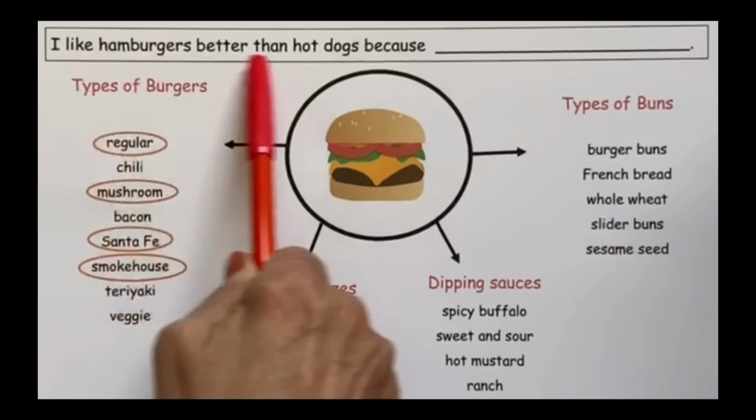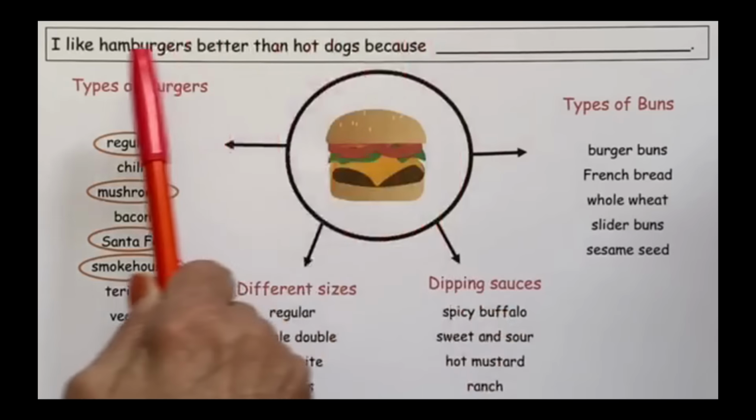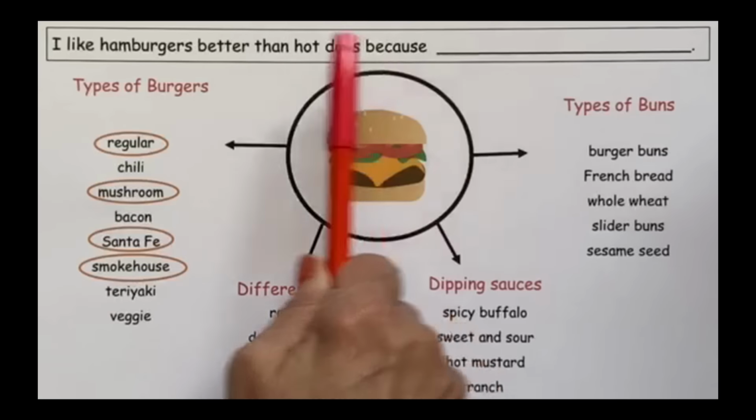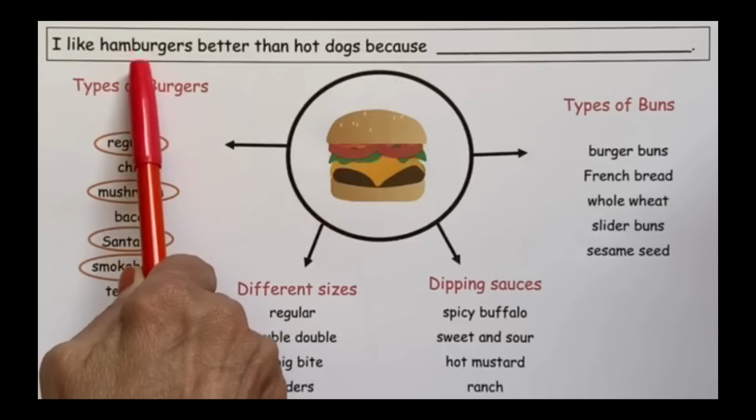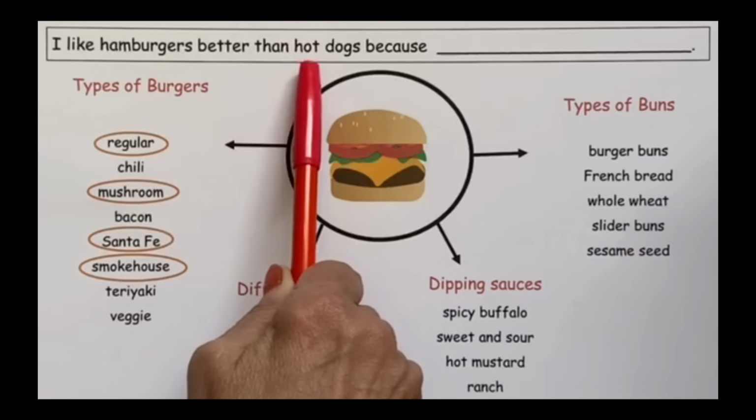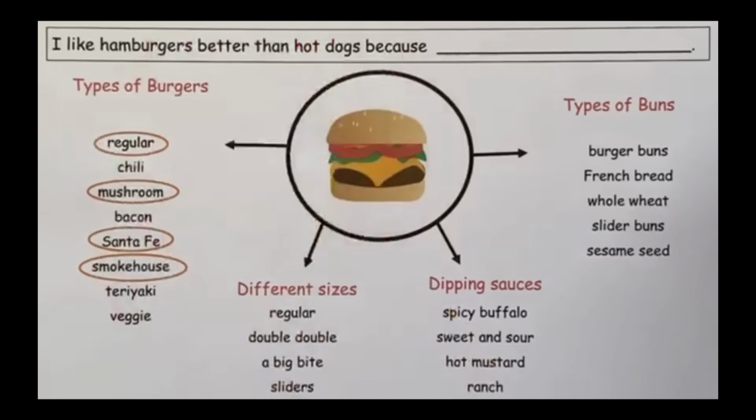So I'm going to direct them to this beginning opinion sentence. I like hamburgers better than hot dogs because. Now I wanted to direct them away from just taste because usually kids like both hamburgers and hot dogs. So we wanted to look at what is better about hamburgers, not actually talking about the taste, but its characteristics.